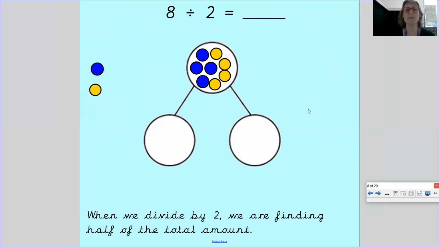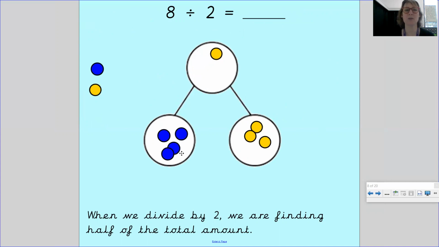Okay. What we're going to do this time is we're going to see if we can share the 8 equally between the two groups. So I'm going to just share equally. Do you know what it's called when you share equally in two groups? You might know because we did something similar last time, 2 weeks ago. We halve it. So we took 8, we've put half in this side and half in this side. So half of 8 is 1, 2, 3, 4.